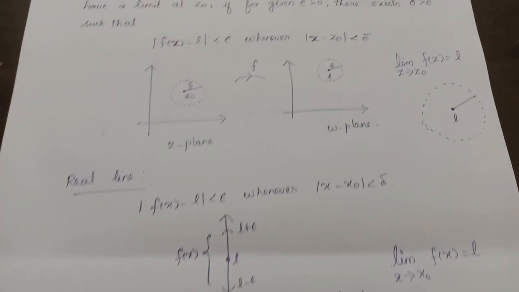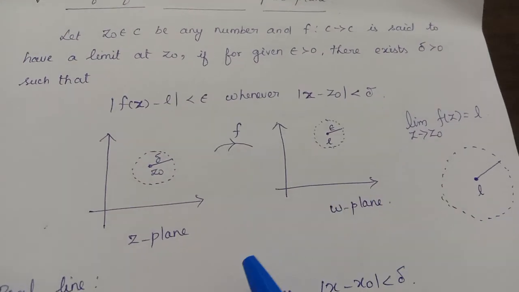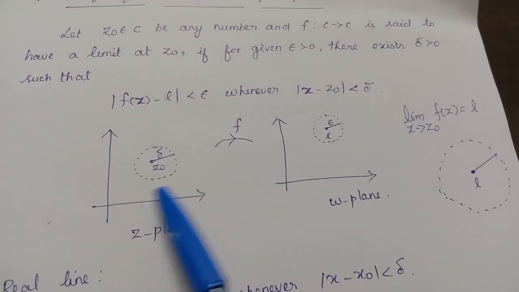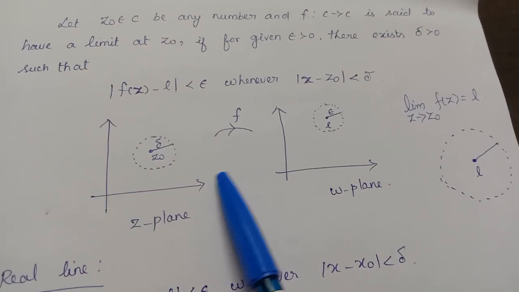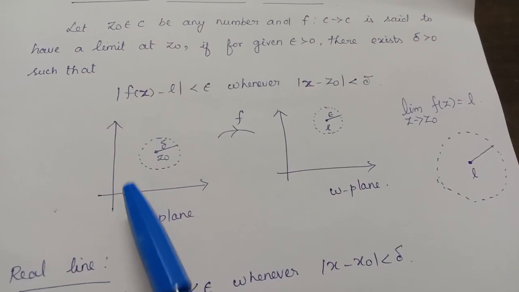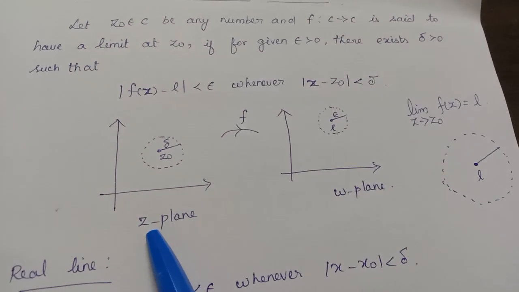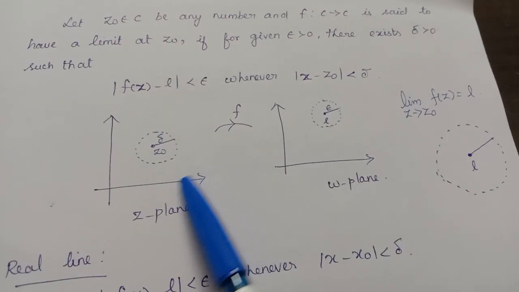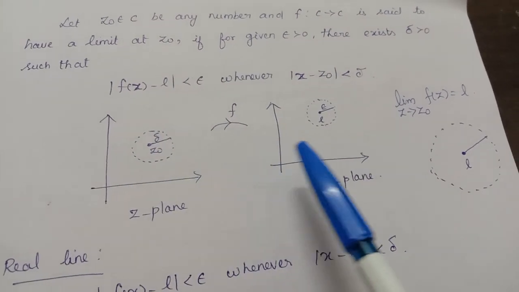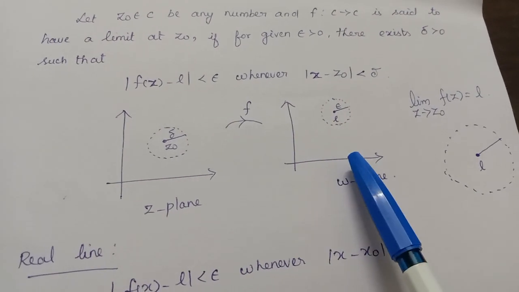Now let us come to the case of complex valued functions. In complex valued functions, we take the domain as the z plane, because we have a real axis and an imaginary axis. So for defining the domain itself, we need one plane. That plane is called the z plane, and the images of all these points in the z plane are denoted in the w plane. This is called the codomain.